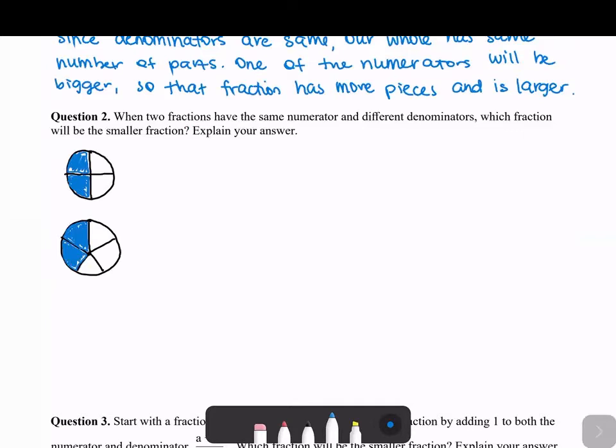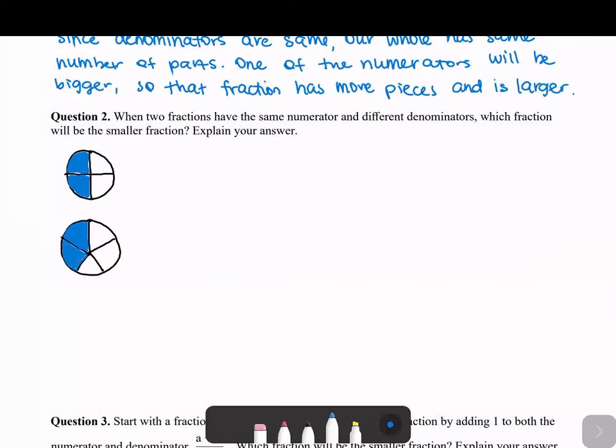Okay, so we want to compare them. When we look at a model like this, it should be clear, if you draw them nicely, that this top one represents more. These 2 parts out of the 4 represent half of the entire figure, whereas these 2 parts out of the 5 parts in the bottom figure don't represent half. You can see that half is represented right there, but we don't have that. We have less than half.